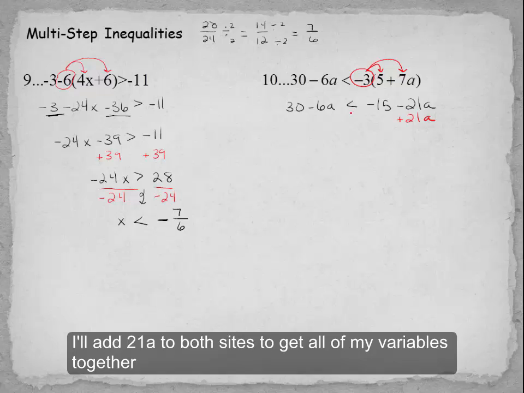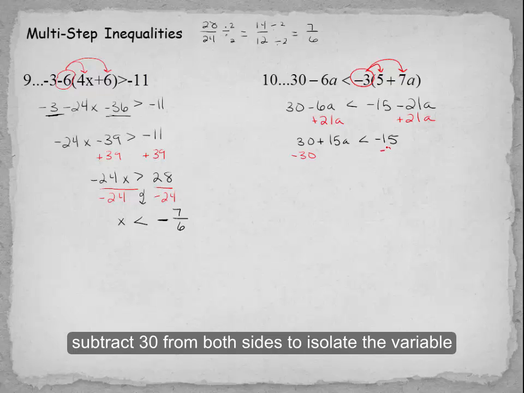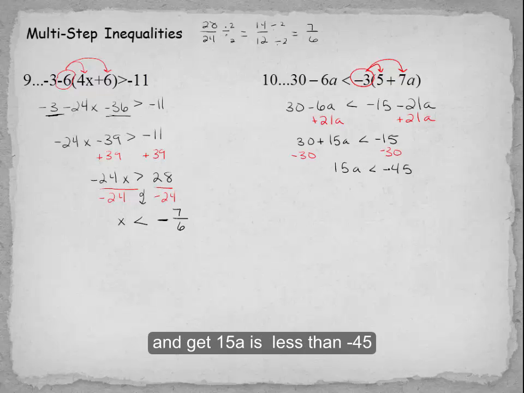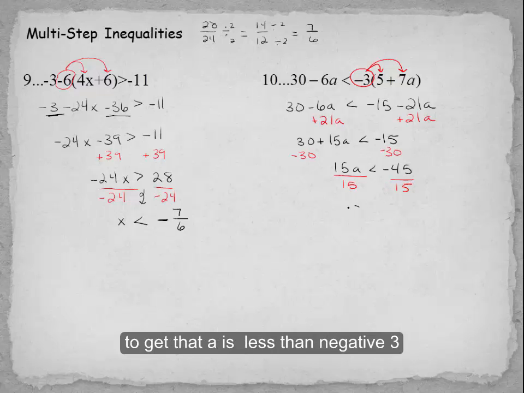I'll add 21a to both sides to get all of my variables together. This will give me 30 plus 15a is less than negative 15. Subtract 30 from both sides to isolate the variable. And we get 15a is less than negative 45. Next, I divide by 15 to get that a is less than negative 3.